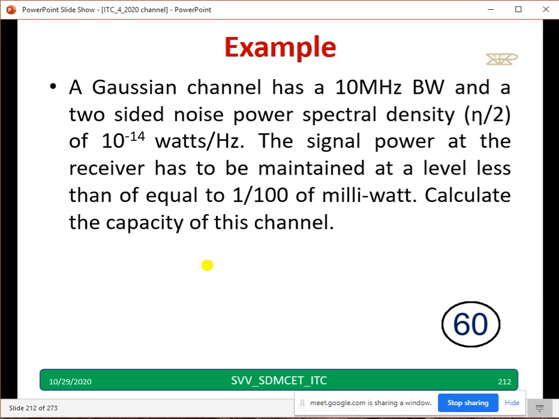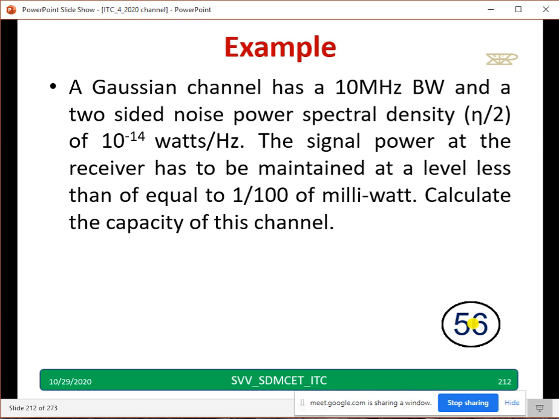The signal power at the receiver has to be maintained at a level less than or equal to 1 by 100 of a milliwatt. Calculate the capacity of this channel.